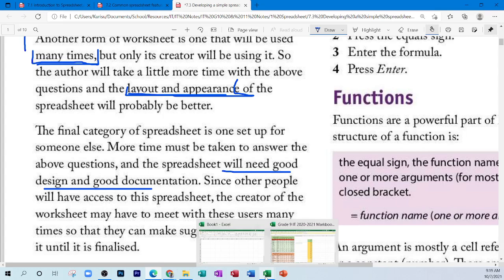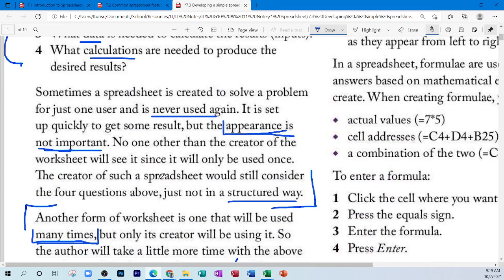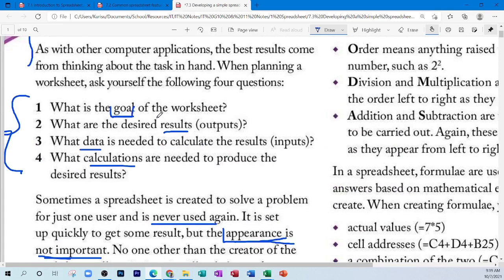Now that's going to be used often. So you need to think about these questions here. What is the purpose of that spreadsheet? To calculate prices, to calculate VAT, to show the information in such a way that it is easily readable, so that persons won't be confused. What are the results? I need to see the total, I need to see VAT, I need to see the discount. What data do I need to put in? The item name, the item price, the VAT percentage, the discount percentage, and what calculations do I need to get those results.